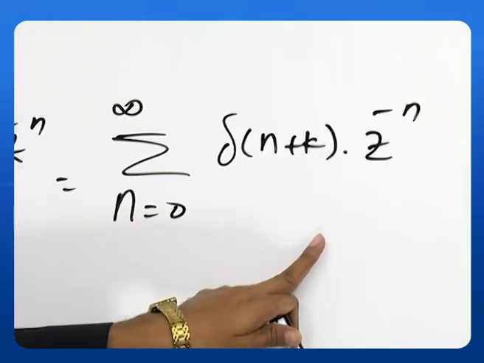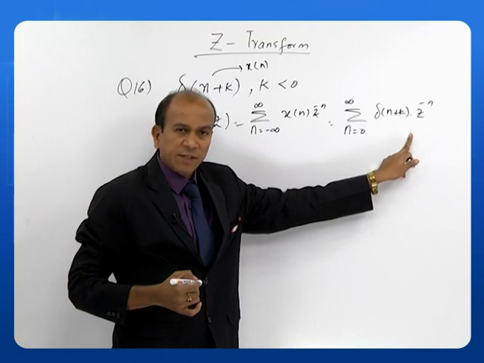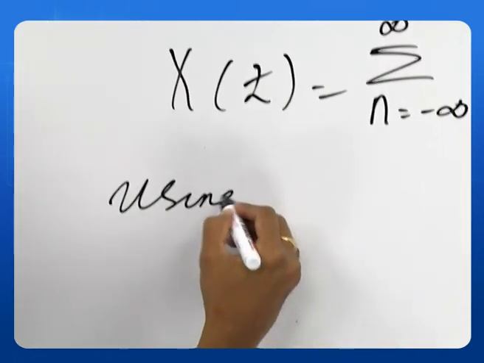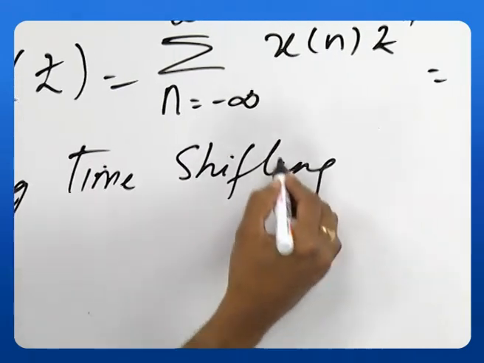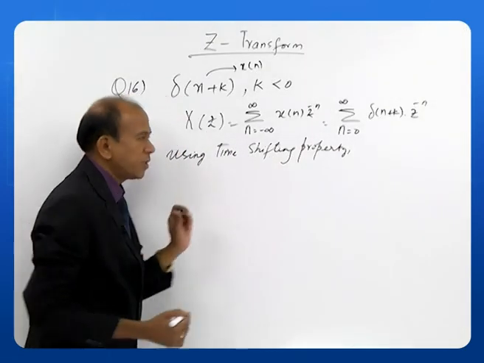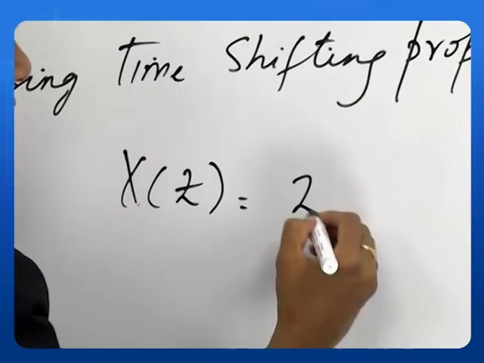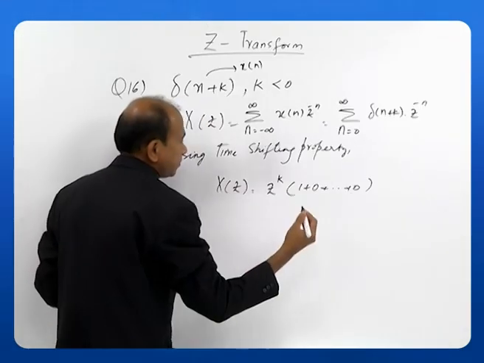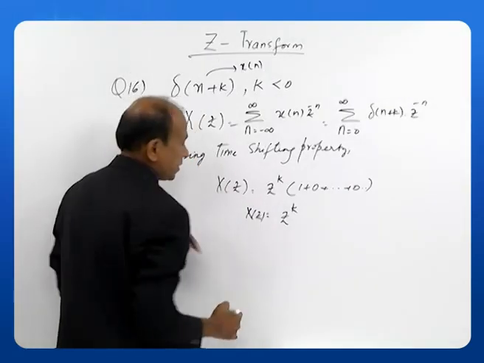As you see here, x of n is shifted. If you call this x of n, then this is a shifted function, shifted by a certain amount. So I can use the time shifting property. Using the time shifting property, I can write X of z equal to, this is plus here, so z to the power of k times 1 plus 0 plus so on. So X of z is z to the power of k for us.